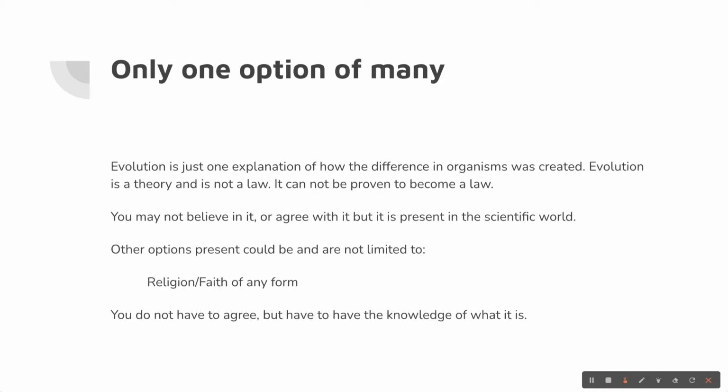So evolution is just one explanation of how the difference in organisms was created. It isn't the only explanation. Evolution is a theory and not a law. So evolution is the explanation of an observation, basically. It's not proven. It's not always true. It's not always present, depending on what you're looking at. So it's a theory, not a law.